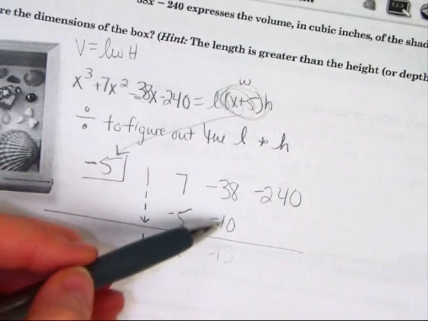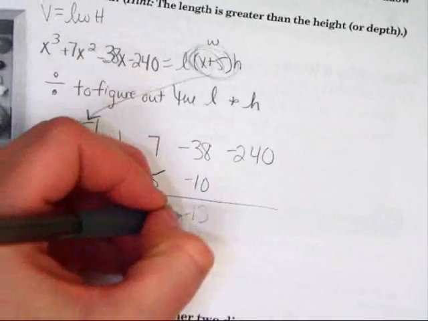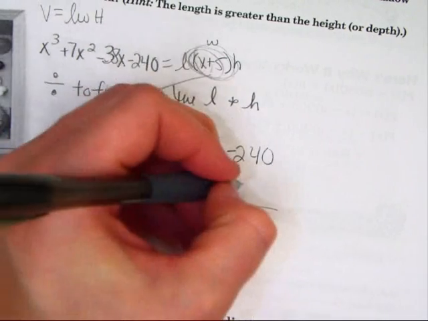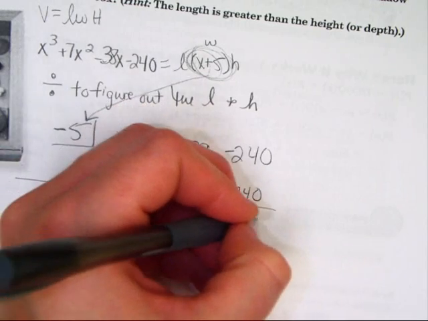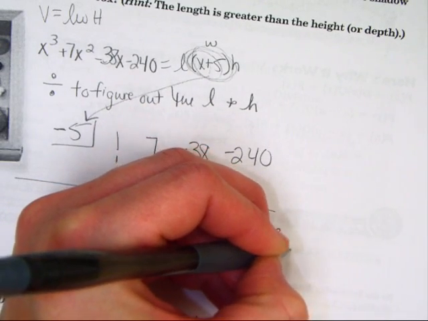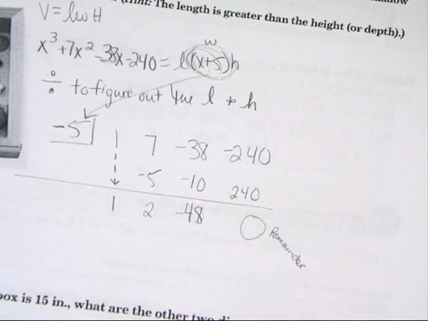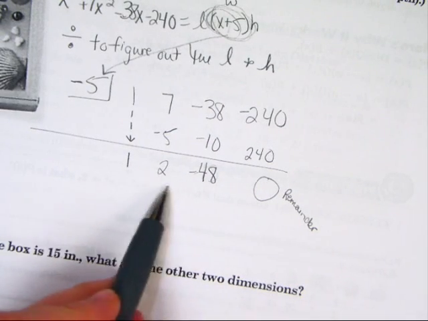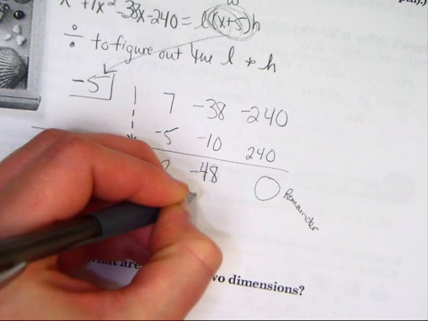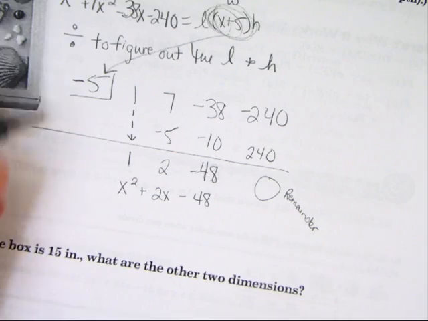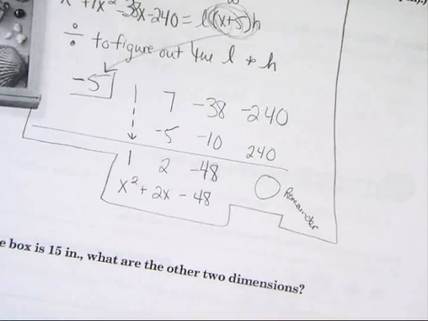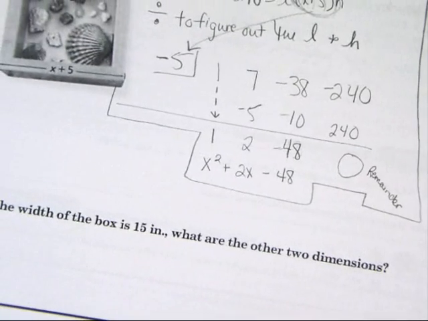So now when we add, we get negative 48. Multiply, positive 240, add, you get a big remainder of 0. Now that's good. We were hoping for a remainder of 0. So what we're going to do is rewrite this as 1x squared plus 2x minus 48. So all of that synthetic division will be helpful for when we get the next part here.